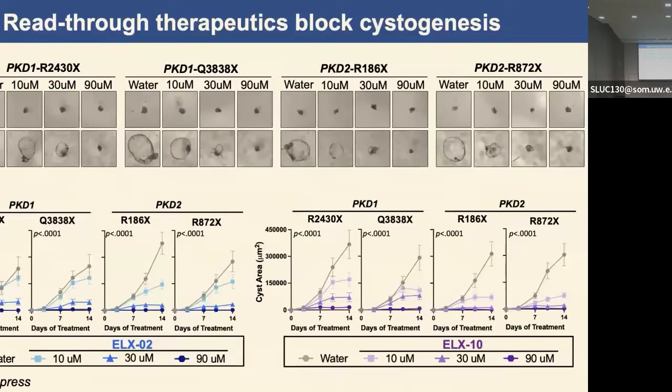So you can see here, as you titer in what's called ELOX-02, and we also did a similar experiment with another drug called ELOX-10, we see a reduction in the area of these cysts, and we also see reduction in the number of cysts, which I'm not showing here. So this was a very exciting result. This is really the first proof of principle for this class of drugs that these could be useful in reversing the phenotype of polycystic kidney disease.